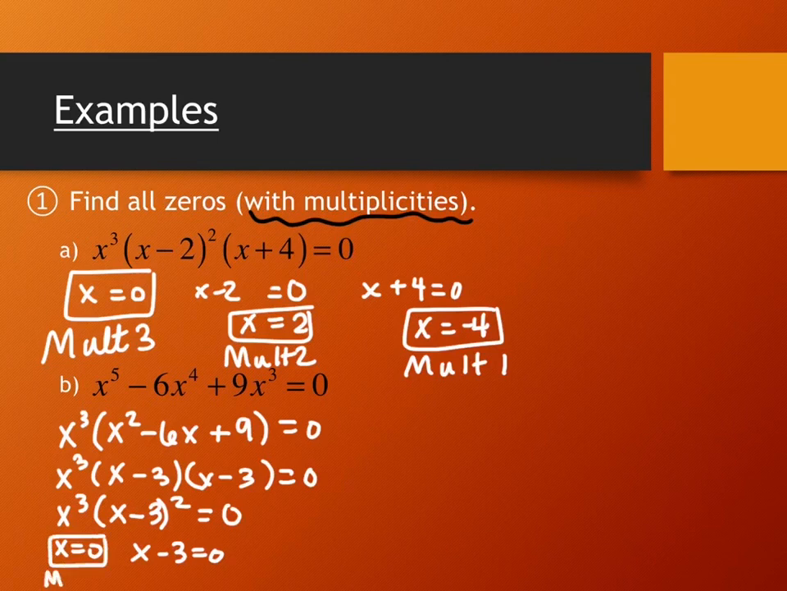But I need to know the multiplicity. What's the multiplicity of the first one? It's 3, because it's an exponent of 3. Solving the second one, I get x equal to 3. And what's its multiplicity? It's a multiplicity of 2, because it's x minus 3 squared. Okay, so the only new thing that I taught you today was the word multiplicity in terms of mathematics, and that it means the exponent on the factor, right?